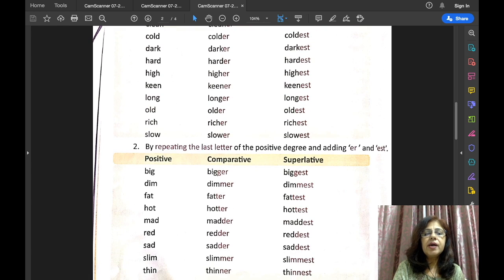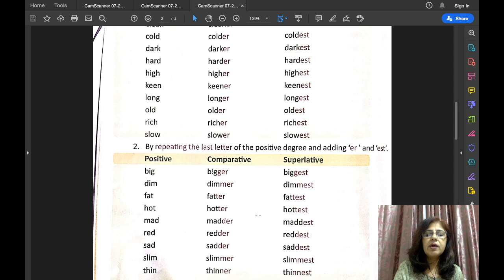Big, bigger, biggest. So, the last letter of the positive degree will be repeated, and while making the comparative degree we will add ER, and while making the superlative degree we will add EST. So, big, bigger, biggest. Dim, here M is the last letter, we will repeat it. Double M will be there. Dimmer, dimmest.